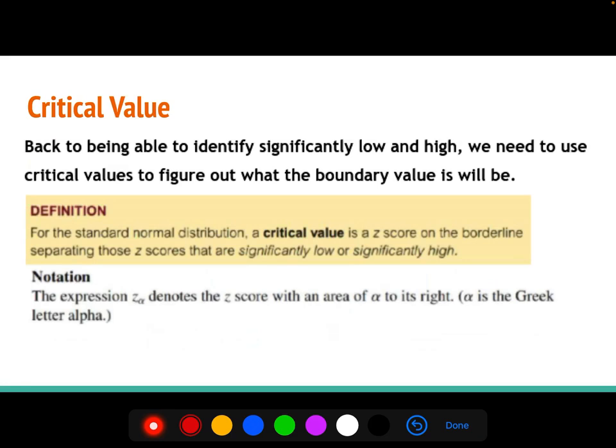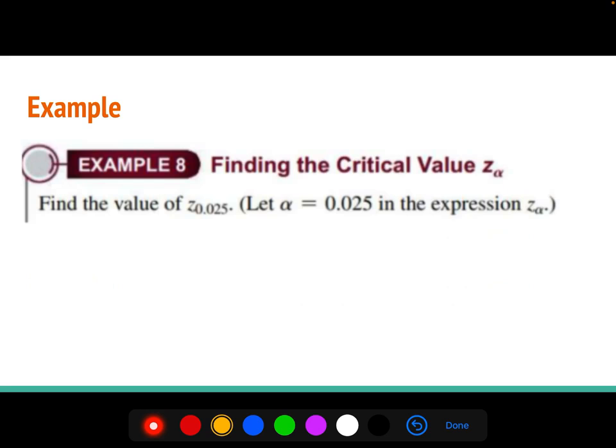Now, a critical value. For a standard normal distribution, the critical value is the z-score on the borderline separating the z-scores that are significantly low or high. And we call that z sub alpha. That's the z-score with an area of alpha. That's the critical value to the right. So let's talk about that. Finding critical values. Find the value of z with a critical value 0.025. That means alpha is 0.025 in the expression z alpha.